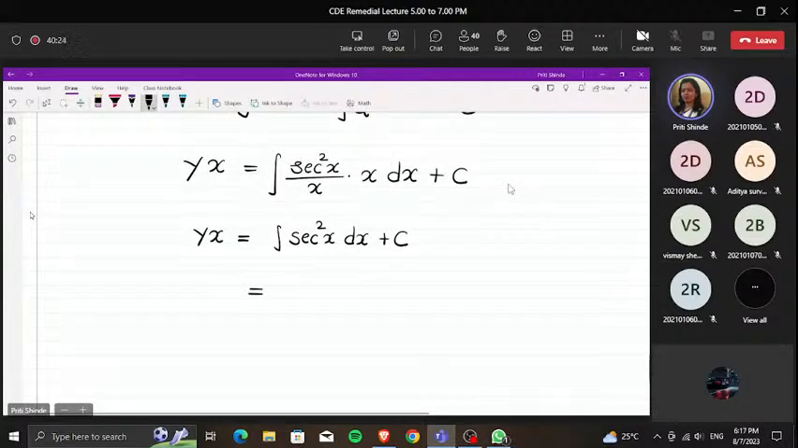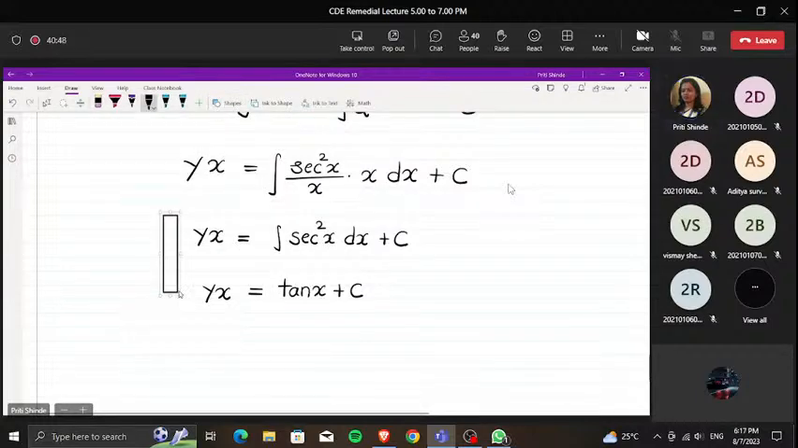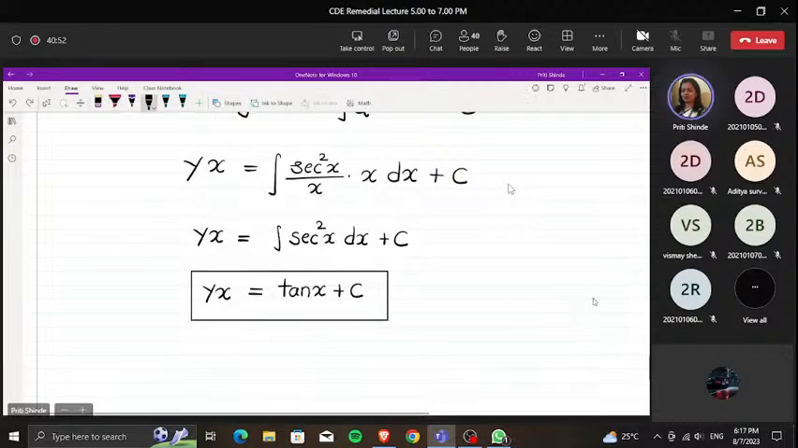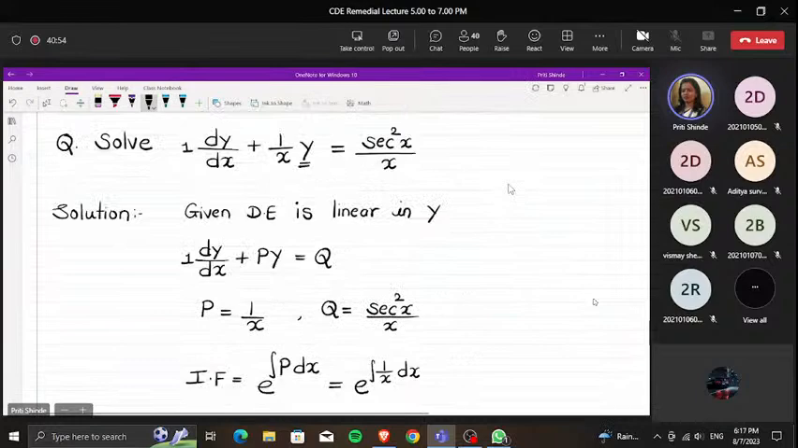What is integration of sec square x? Tan x. Correct. Derivative of tan x is sec square x. So integration is nothing but antiderivative. So integration of sec square is tan x. So just revise basic integration results. yx is equal to tan x plus c. So this is my final solution, the solution of the given linear differential equation.